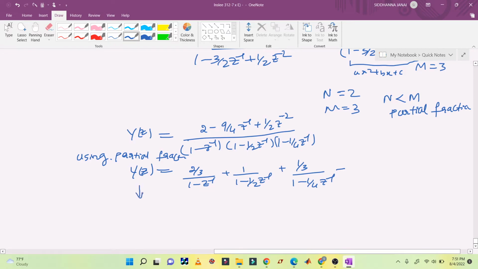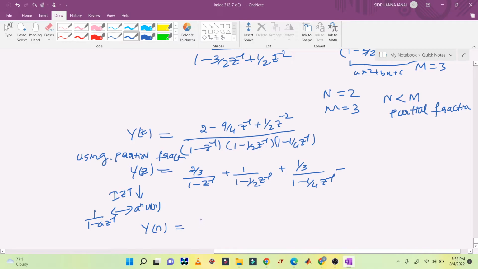Now simply you need to apply the inverse z transform. What is the rule? 1 divided by 1 minus a z inverse will have inverse z transform as a to the power n u of n, okay, if the system is causal. Otherwise u of minus n minus 1 would be the answer, with a minus everywhere.